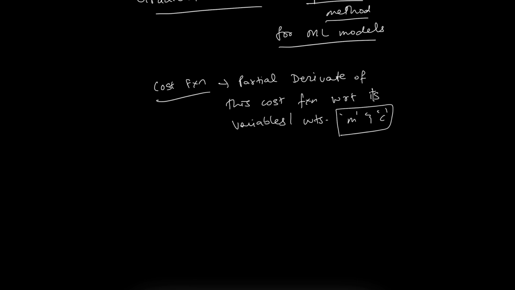In our case, for linear regression, we need to optimize for m and c, which is why we're taking the partial derivative for both of these variables. And gradient descent basically takes this cost function and calculates the partial derivative, right? And let's say our cost function is something like this.